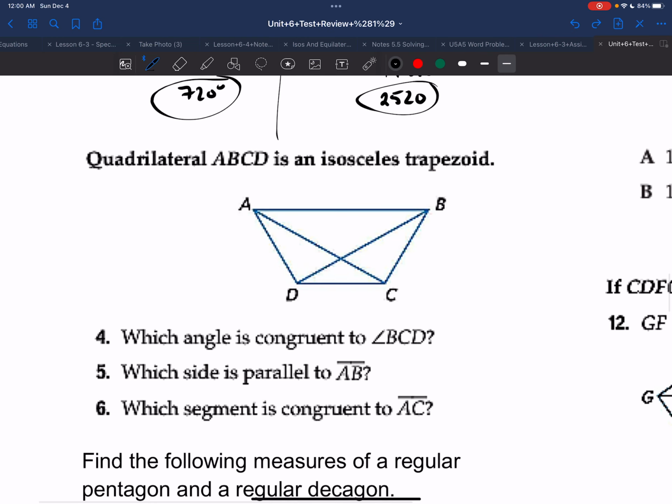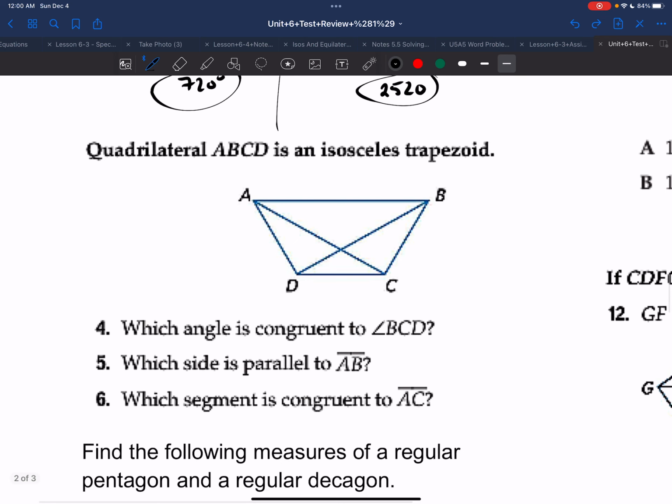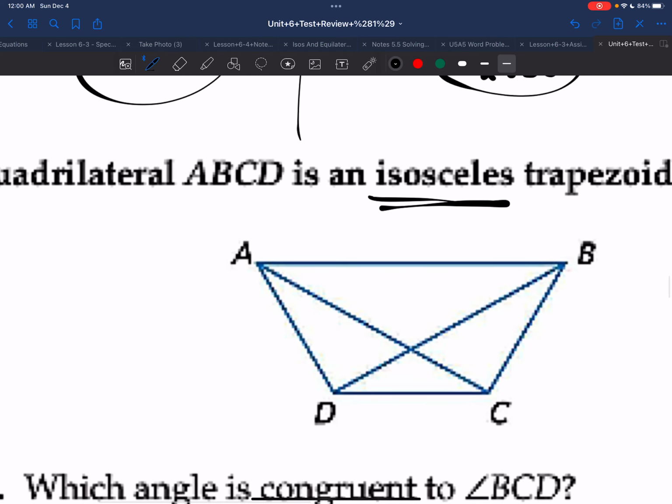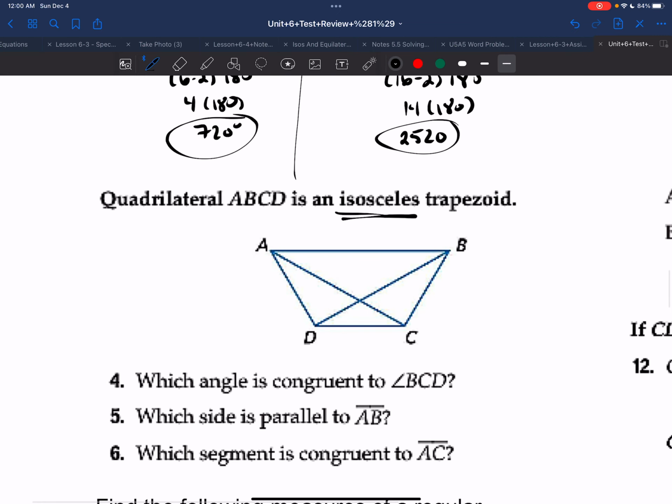This right here, quadrilateral ABCD is an isosceles trapezoid. Okay, so that we can assume this is an isosceles trapezoid. So I'm not going to go ahead and look at the questions. I'm just going to use the properties that I know about an isosceles trapezoid. Well, number one, the diagonals of an isosceles trapezoid are congruent.